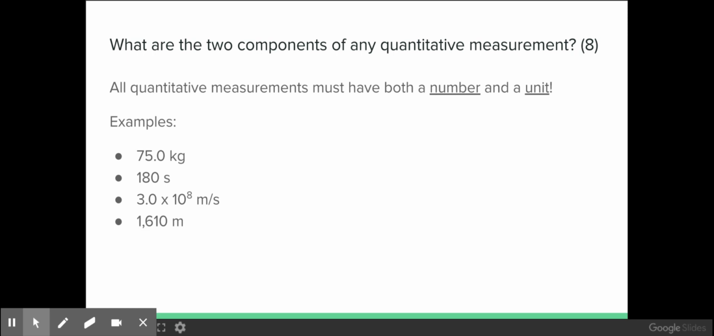We're going to start chapter 2 with talking about just systems of measurements and how we measure things in this class. From here on out, any quantitative measurement that you express, whether it's in the lab or anything that we're talking about in class, should have both a number and a unit. 75 kilograms, 180 seconds, 3 times 10 to the 8th meters per second, 1,610 meters. So make sure that you're getting into the habit of expressing your measurements with units when you're reporting answers to pretty much anything that we're doing.